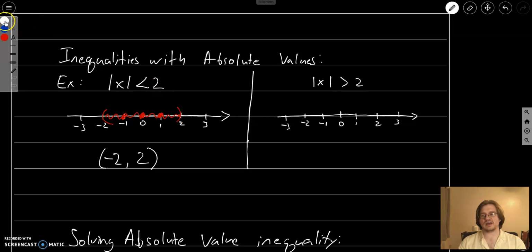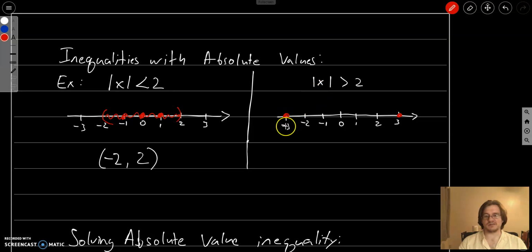Over here, we have the opposite case. Now I want the absolute value of x to be greater than 2. So for instance, 3 is a solution because the absolute value of 3 is 3, and 3 is bigger than 2. And the same goes for negative 3.